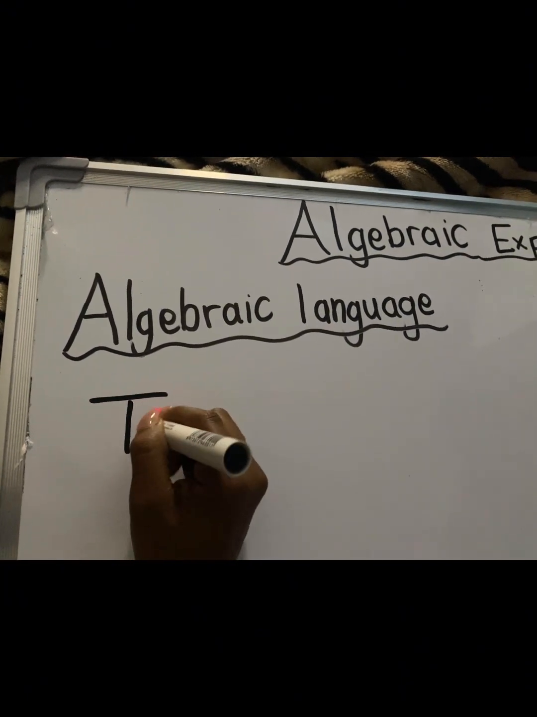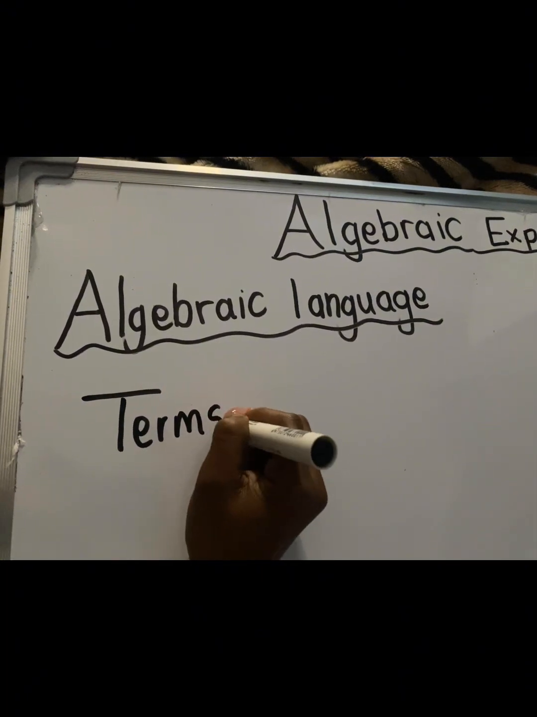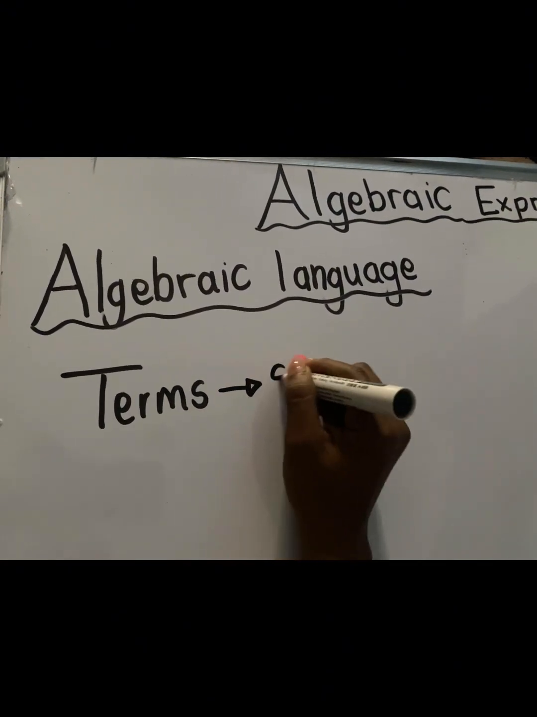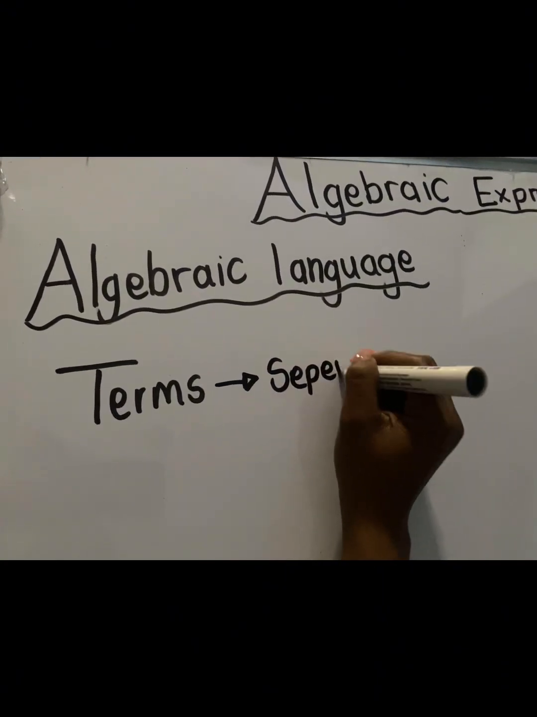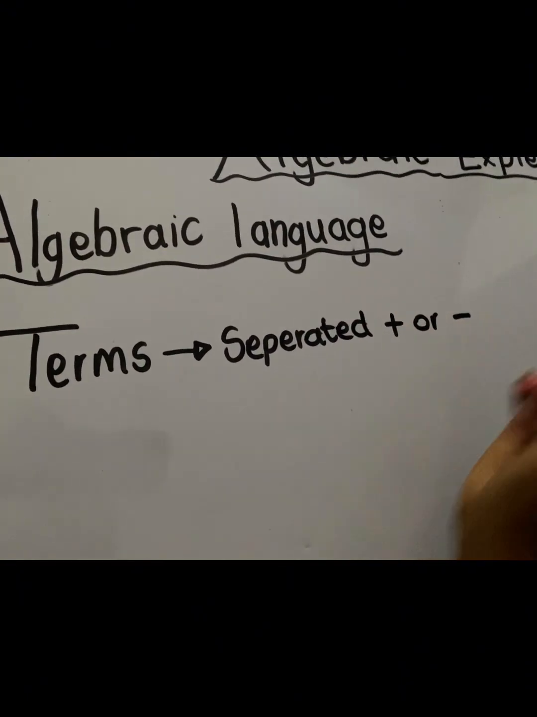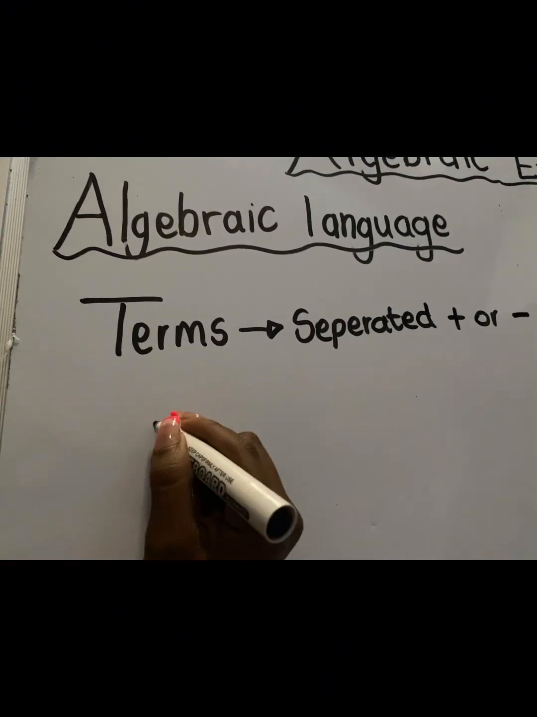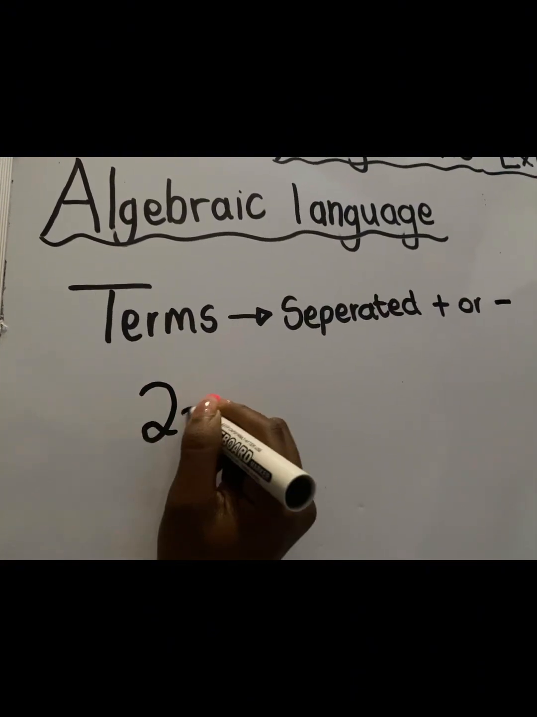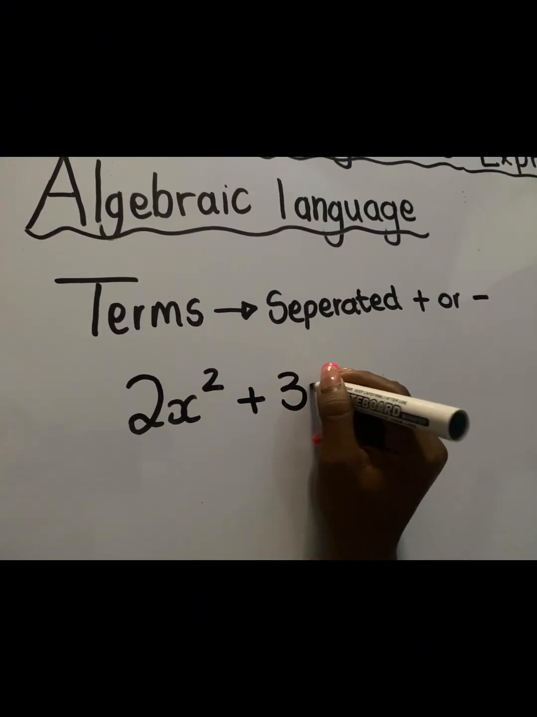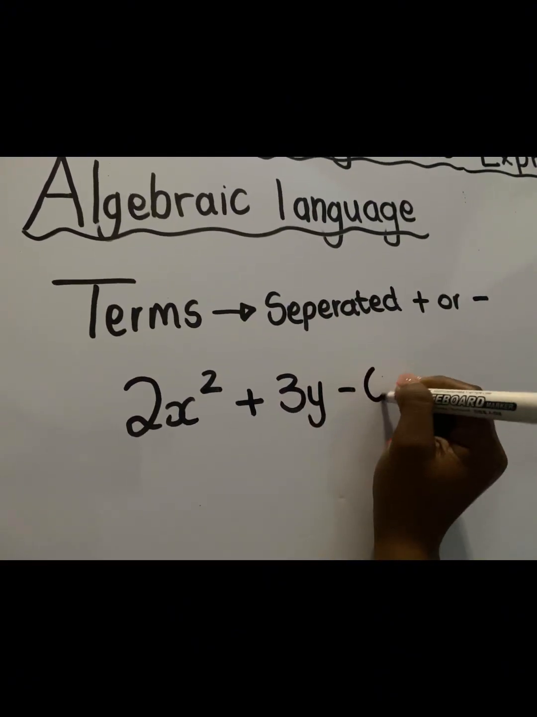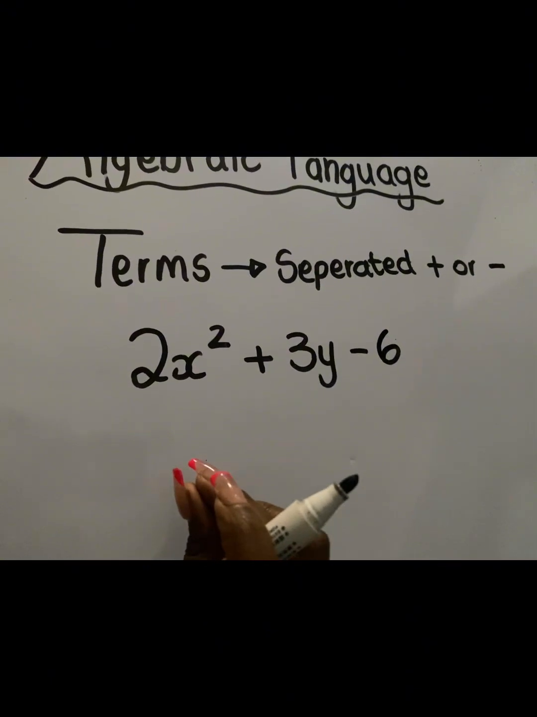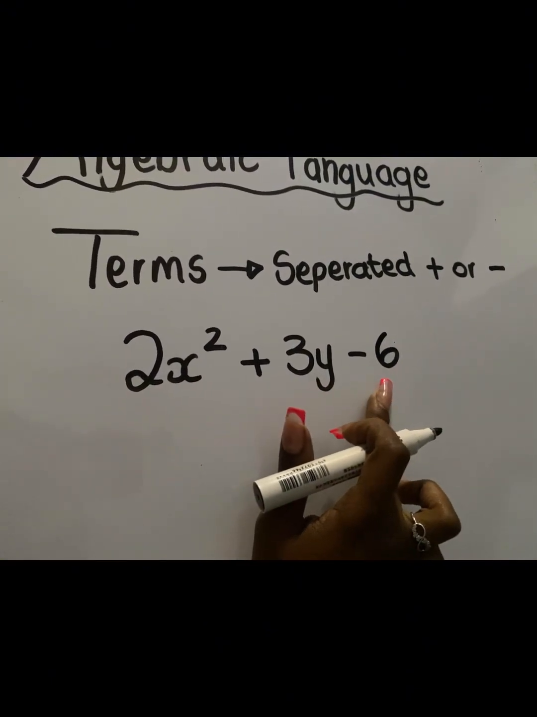In algebra, we have what we call terms, and I'll explain what it means. These terms are separated by a plus or a minus, right? So if we have something like 2x squared plus 3y minus 6, for example, we call these terms. So here we have 1, 2, 3 terms.